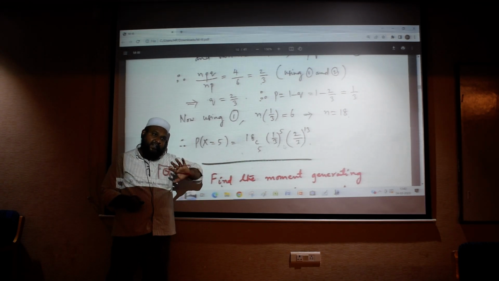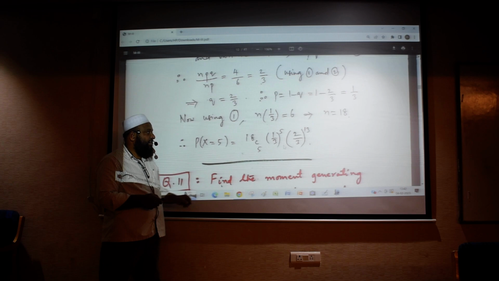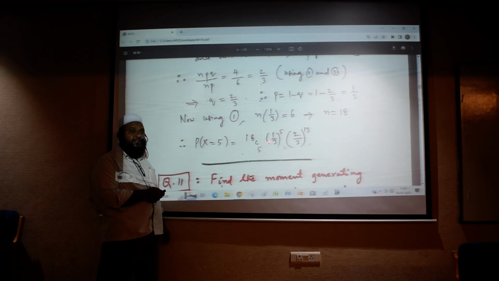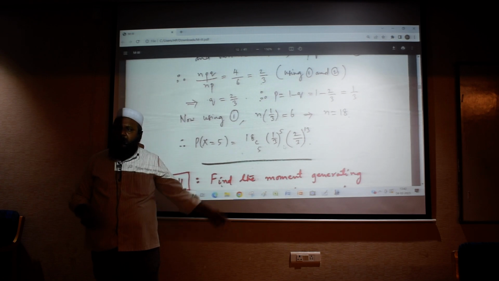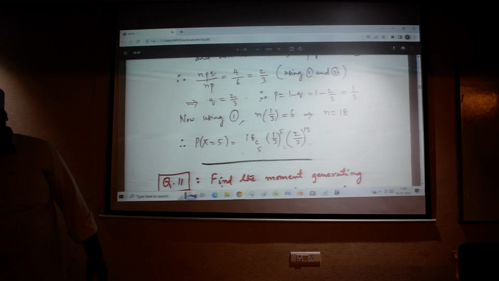Yes, sir. We have concluded the n value, p value and q value. We want the probability for x equal to 5. That is 18C5, nCr p power r q power n minus r. So leave this one here because the simplification takes a lot of steps.